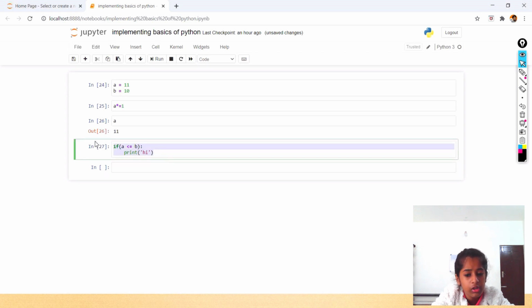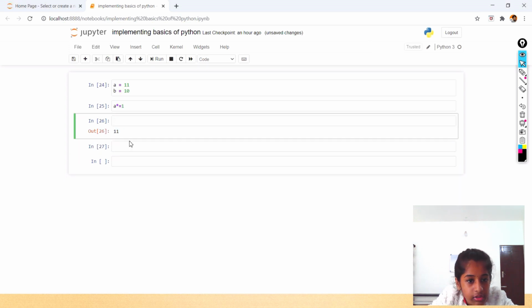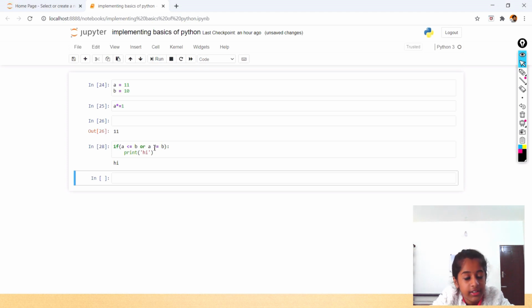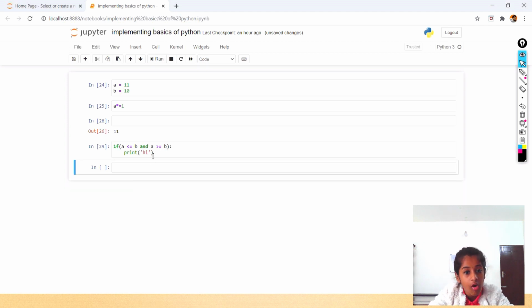Now let's come to the logical operators. Let's do the same if condition. Here we're going to say A is greater or equal to B, then you're going to print out hi. It's going to print hi because A is greater than B. Now let's use and, and it's not going to print anything, because with and we require both to be true.